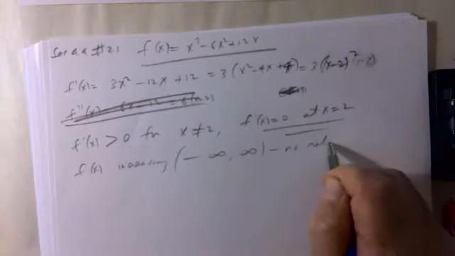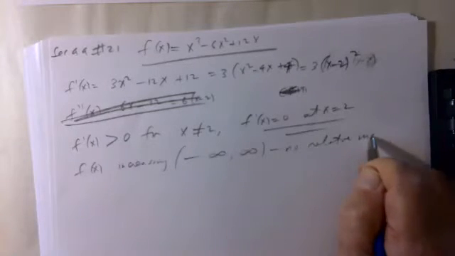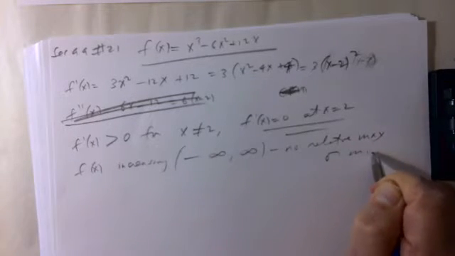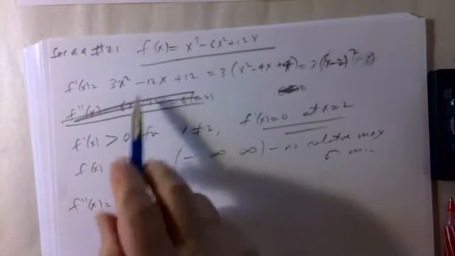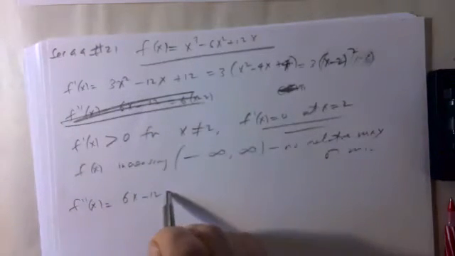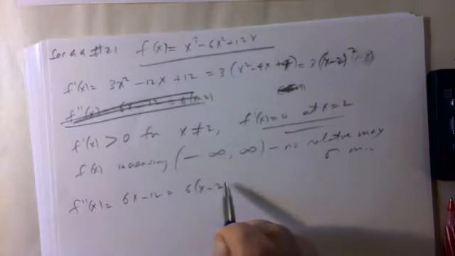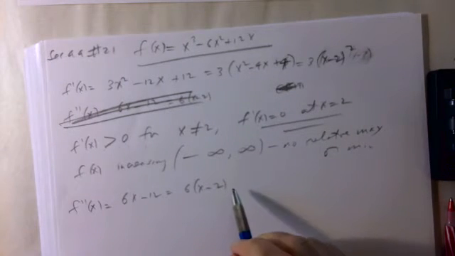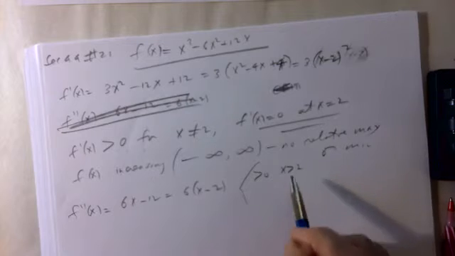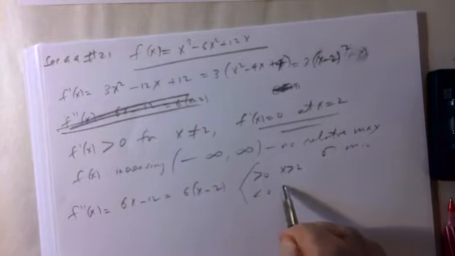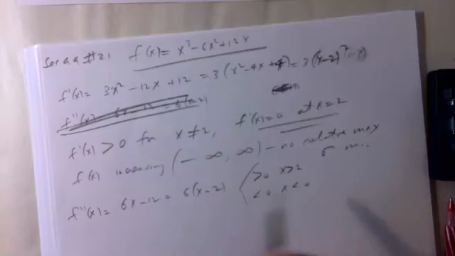So no relative max or min. What is the second derivative? 6x minus 12, or 6 times x minus 2. What can we say about this? This is positive if x is bigger than 2, negative for x less than 2.